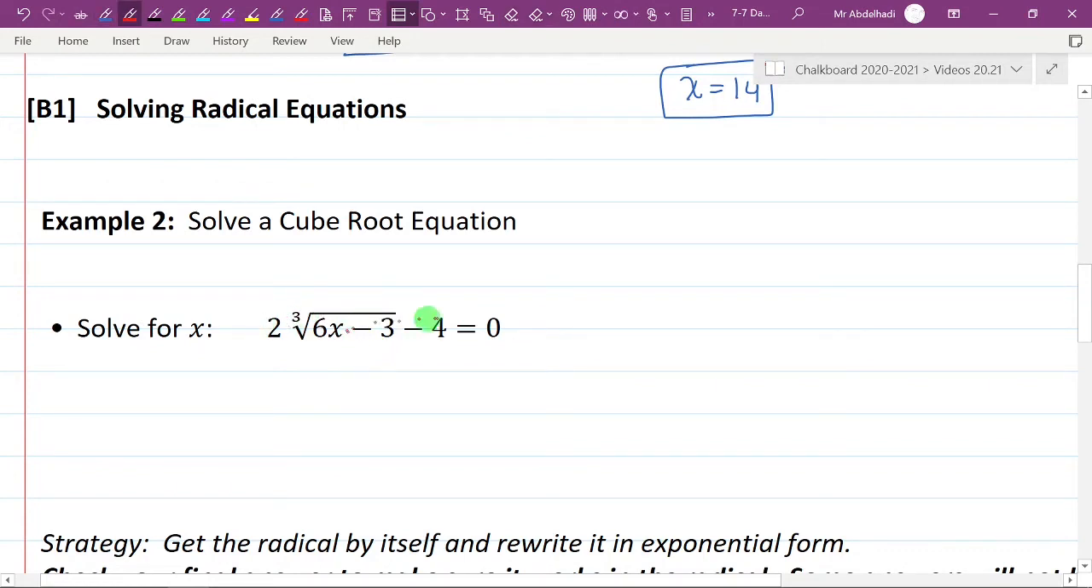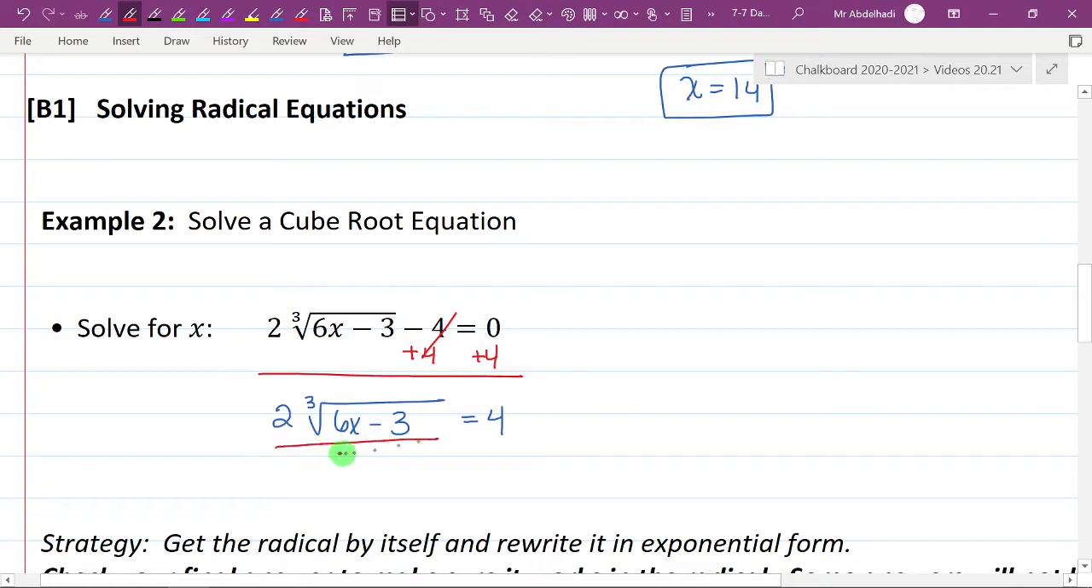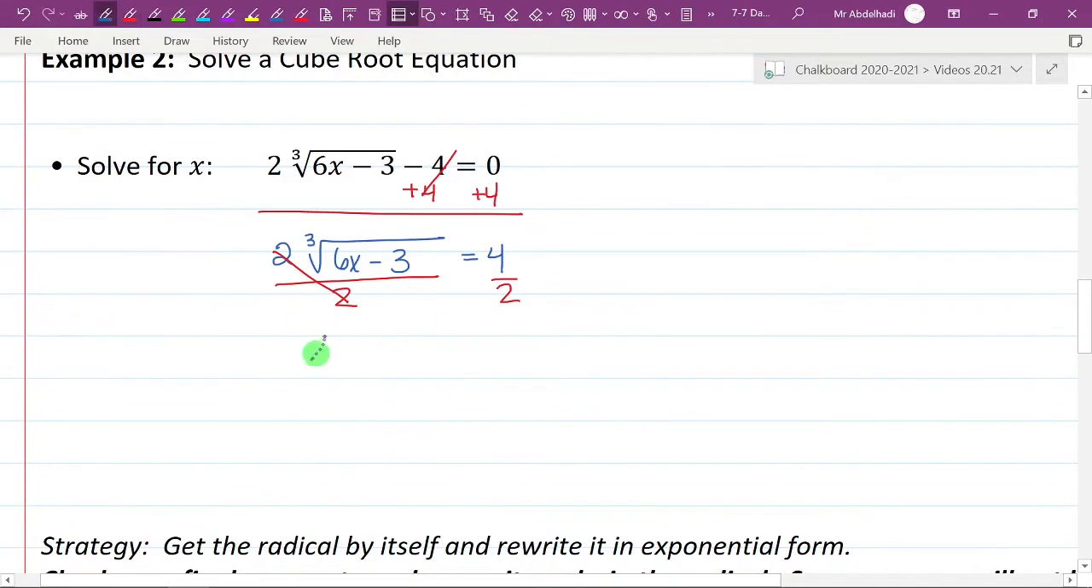So let's get rid of them. Now, what do you get rid of first? You always reverse PEMDAS here. We're going to get rid of the -4 by adding 4 to both sides. That takes care of that. And now we have this. And now we need to get rid of this 2 here. This is 2 times the radical, so we'll do the opposite and we'll divide by 2 on both sides. And now we have this.